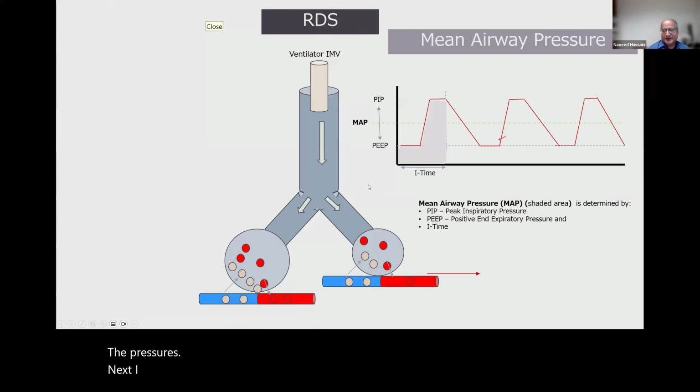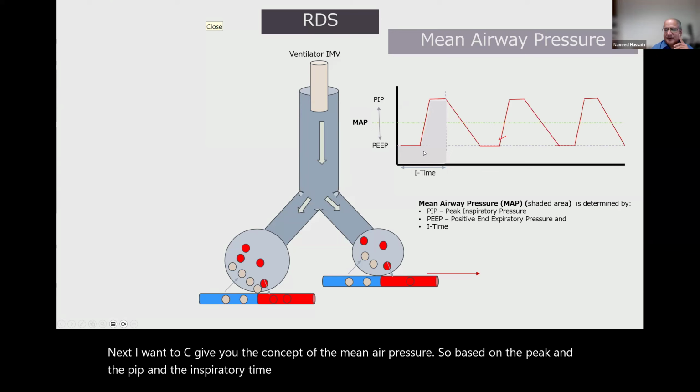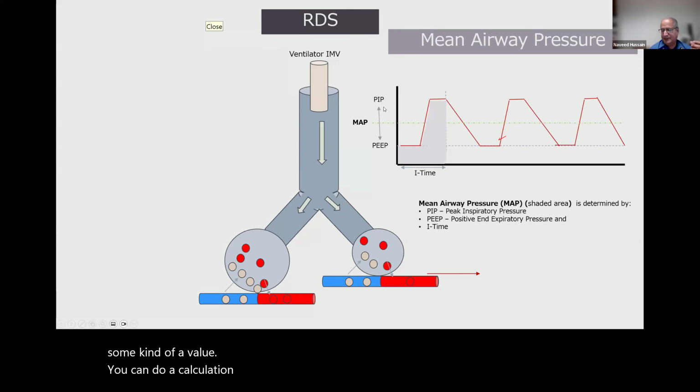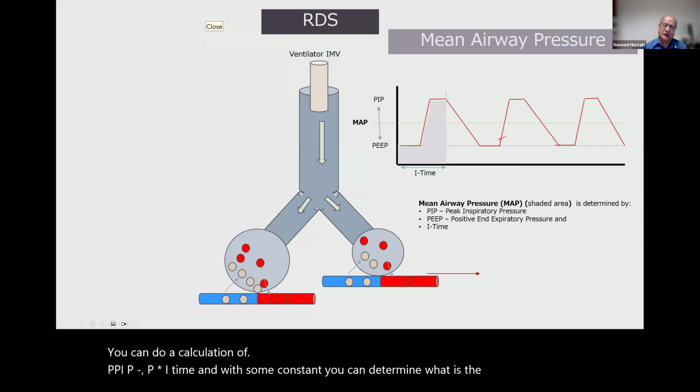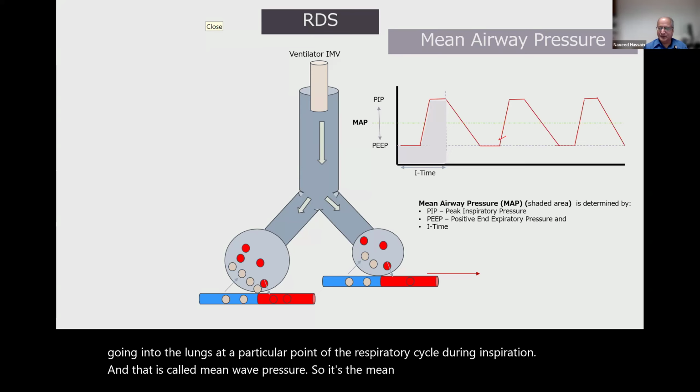Next, I want to give you the concept of the mean airway pressure. Based on the PEEP, the PIP, and the inspiratory time, the area under the curve between these three things gives you some kind of a value. You can do a calculation of PIP minus PEEP times I time, and with some constant, you can determine the average pressure going into the lungs during the respiratory cycle. That is called mean airway pressure. So it's the mean of all these values: PEEP, PIP, and I time.